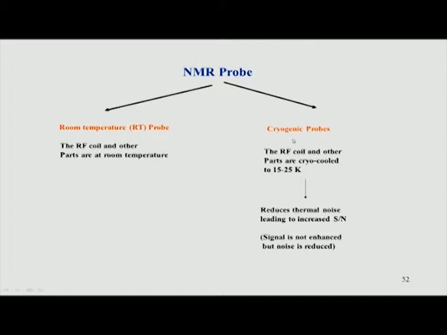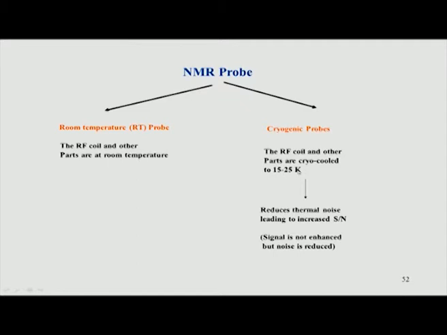But nowadays we have what are called very sensitive cryogenic probes. In this kind of probe, the RF coil which we saw in the previous slide is actually cooled to a very low temperature by helium gas. This is gas, not liquid, and the helium gas is typically kept at a temperature of 15 to 25 Kelvin. And why is that done?